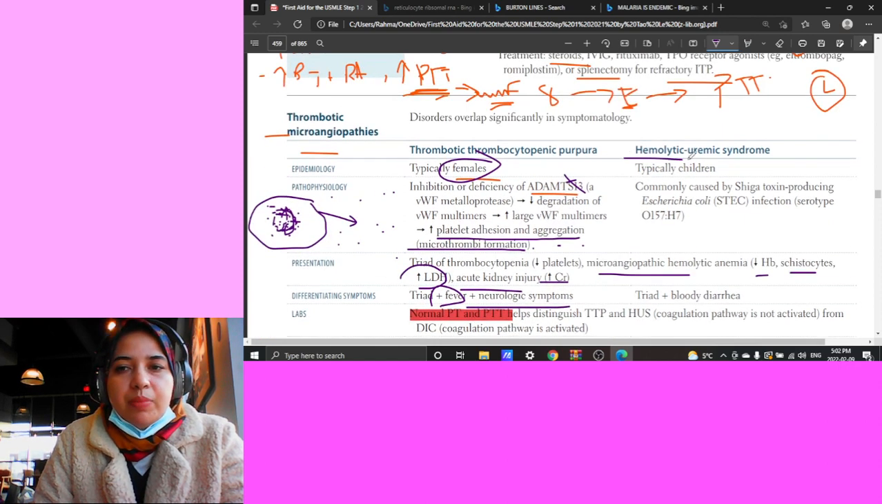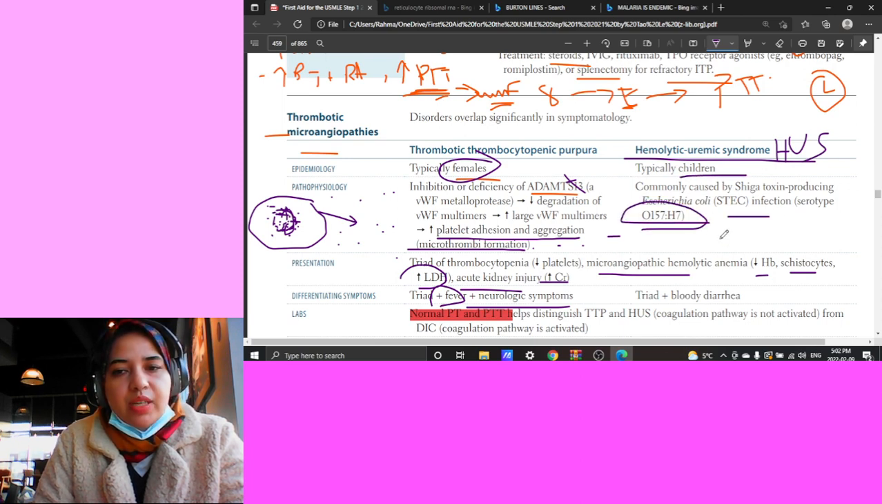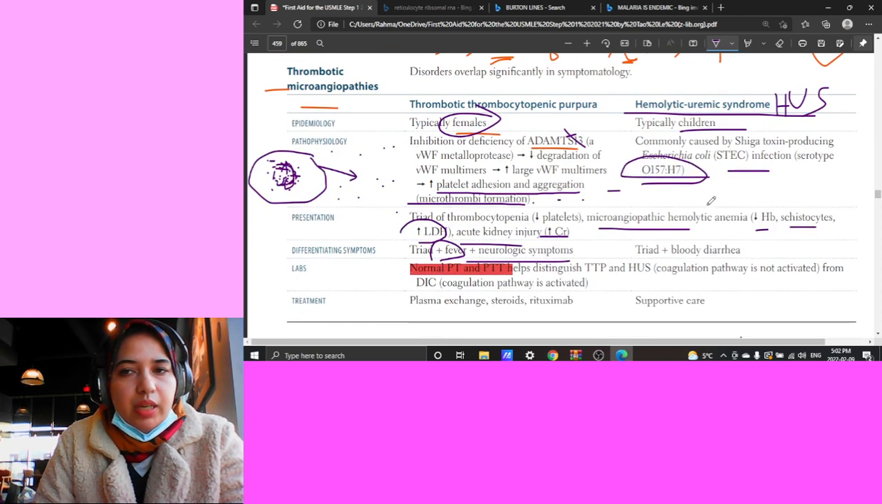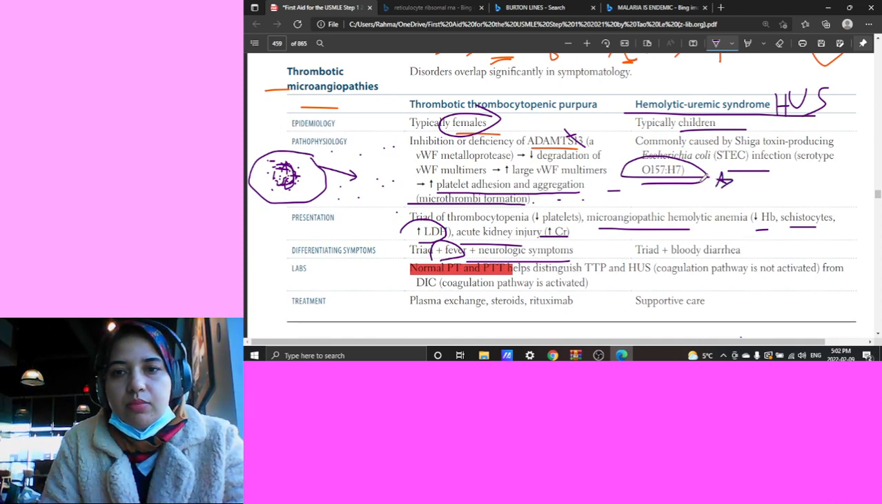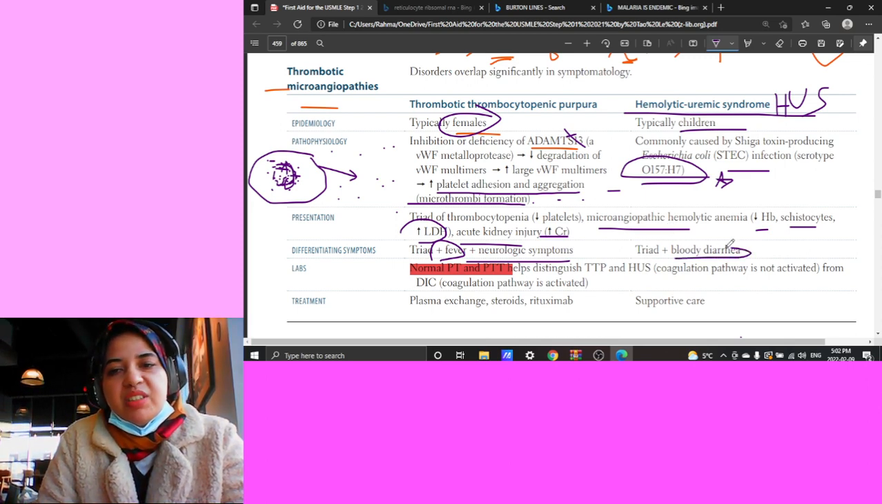For hemolytic uremic syndrome, remember this is HUS. HUS is in children, E. coli O157:H7 serotype. For this one, you're going to have similar symptoms. They look similar in symptomatology, yes. But you're also going to have bloody diarrhea. Think of a child who ate some hamburger. Now they have bloody diarrhea, and now they have these symptoms here.